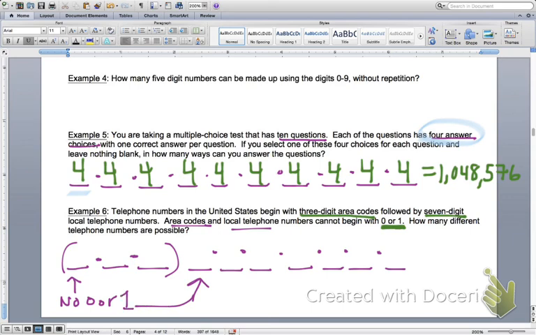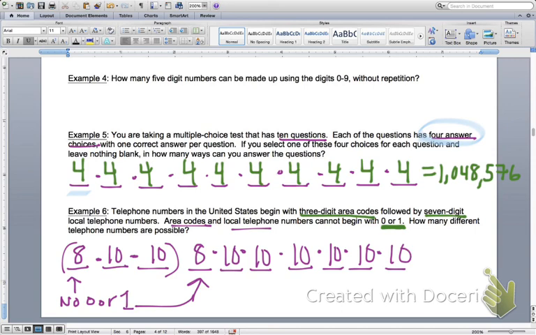So from our 10 numbers, 0 and 1 are out. That means we're only left with 8 options for the first number. The other numbers are all going to be 10. From 0 to 9, we have 10 numbers. So again, no 0 or 1, that drops by 2. Everything else is going to be a 10. And we just go ahead and multiply this.